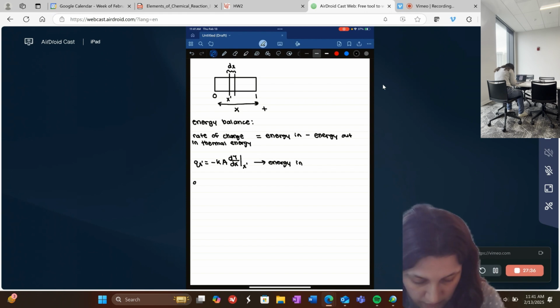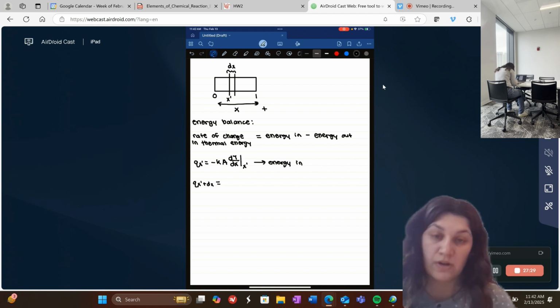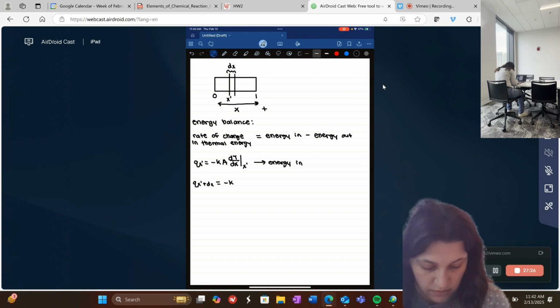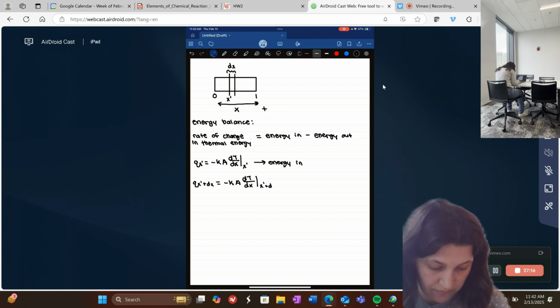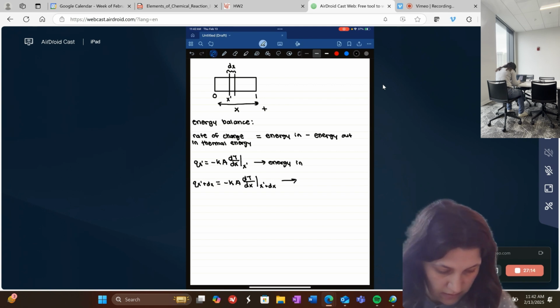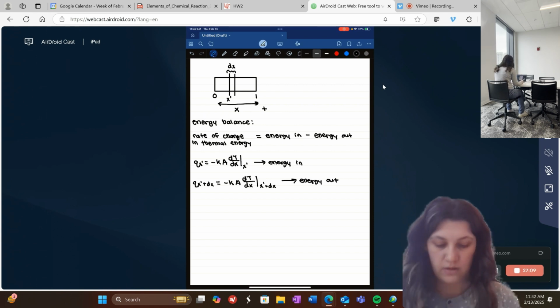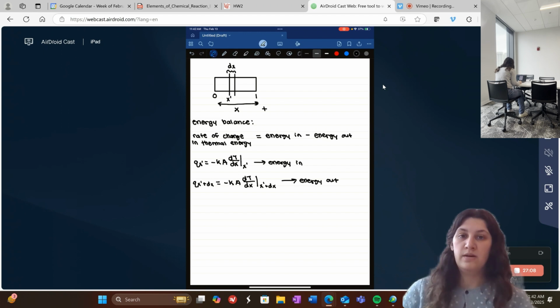And for our energy out, that's the heat flow on the right side of that slice. So we're going to have our heat flux at X prime plus dx. And I'm going to use that same equation. Thermal conductivity times the area of heat transfer times the temperature gradient evaluated at X prime plus dx. That's our energy out.